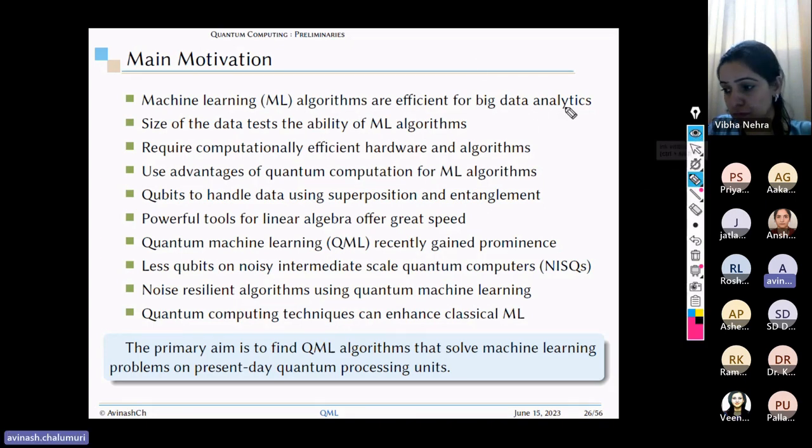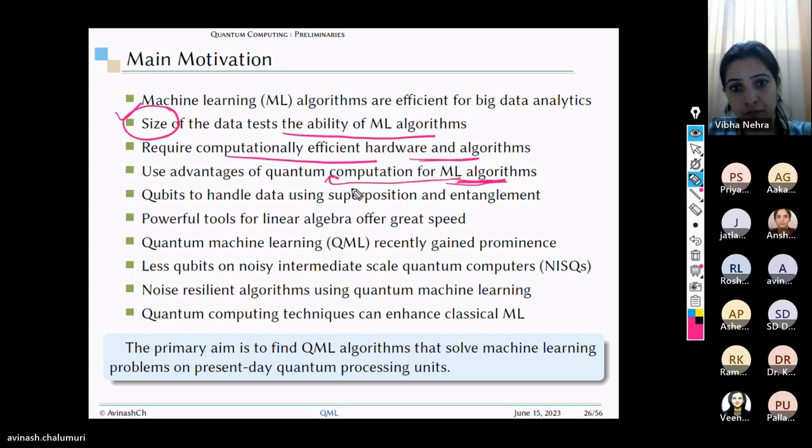So now, if you see, the machine learning algorithms are efficient for big data analytics. However, the size and the scale of the data will always test the ability of the machine learning algorithms. So now what we are trying to find is we require some computationally efficient hardware in order to handle this size or dimensionality. And we need such algorithms so that I can handle this size and I can get good insights out of it.